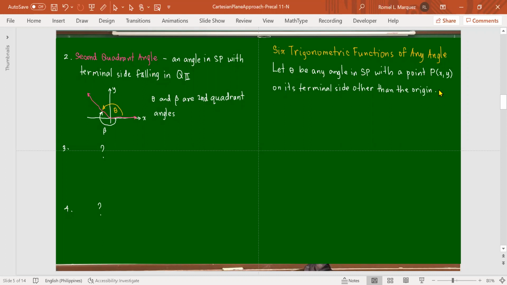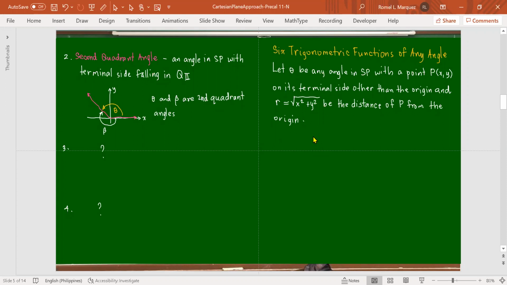And also R, which is equal to the square root of X squared plus Y squared, be the distance of P from the origin. Okay? So let's illustrate.